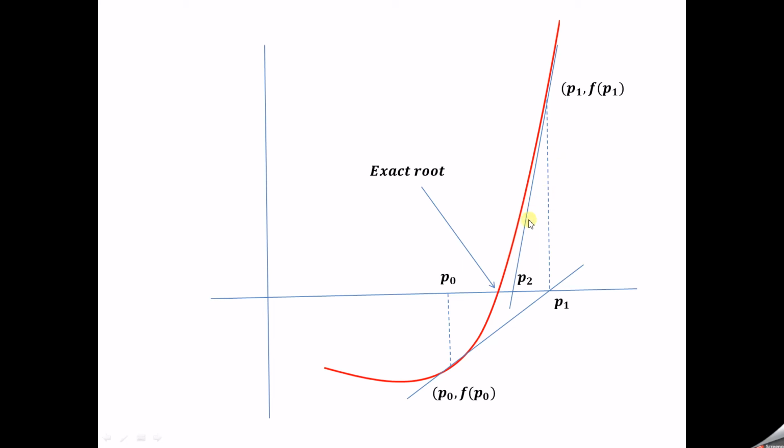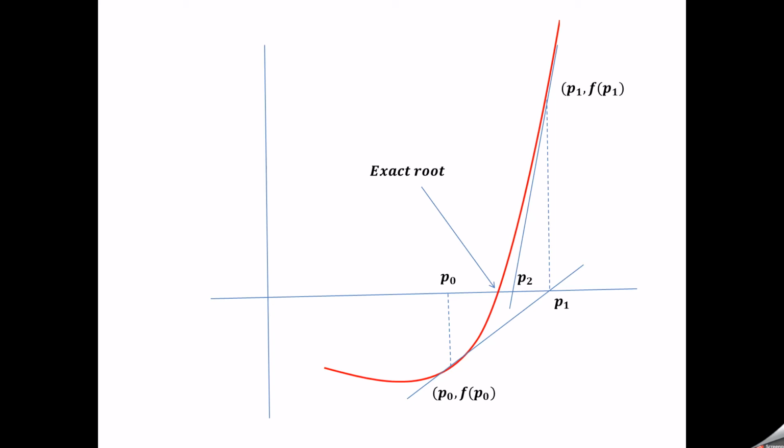Again, if we draw a tangent to the curve at that point where it meets the x-axis, that will be the next approximation. So this process will continue until we reach the required accuracy. So let us go to the derivation part of it.